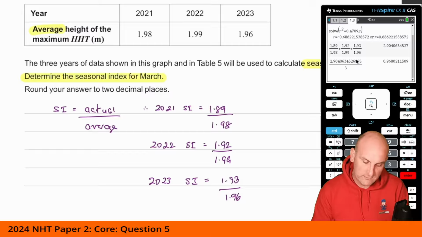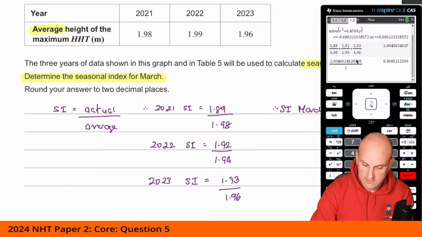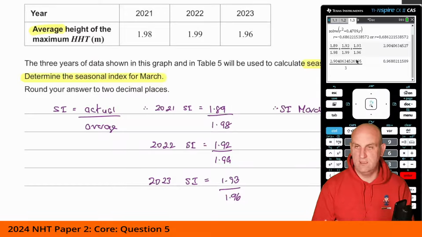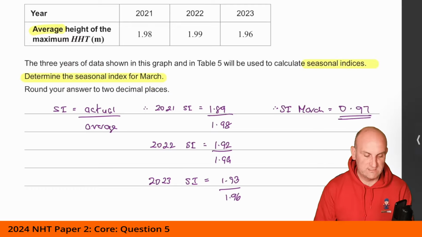That's going to give me 0.968. What rounding do we need? To 2 decimal places. Therefore, my seasonal index for March is going to be equal to 0.97. Now, again, if you rounded these early and didn't use these actual calculations, what I'm finding out, and I did this earlier, is you actually get a rounding error.